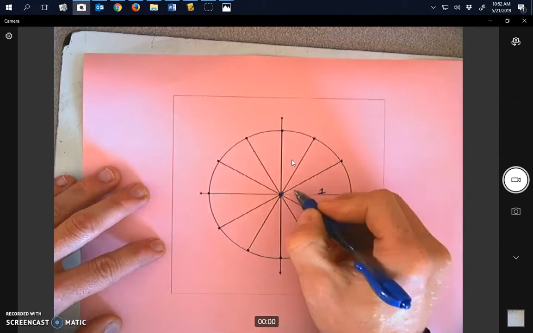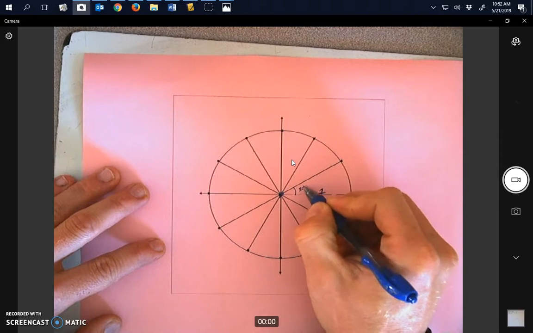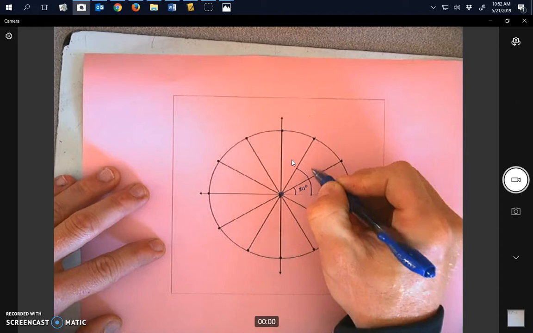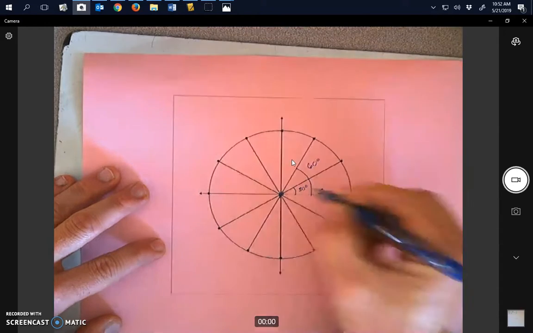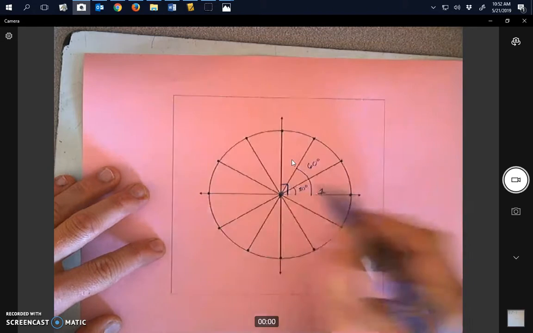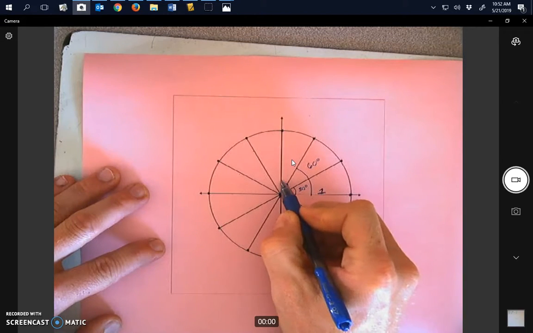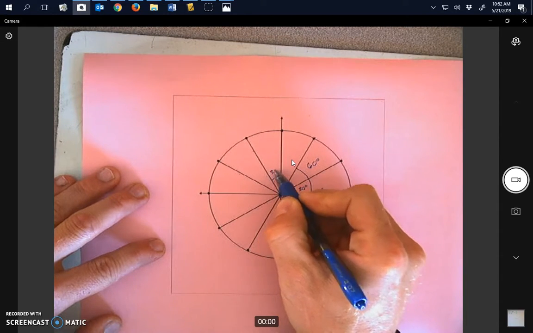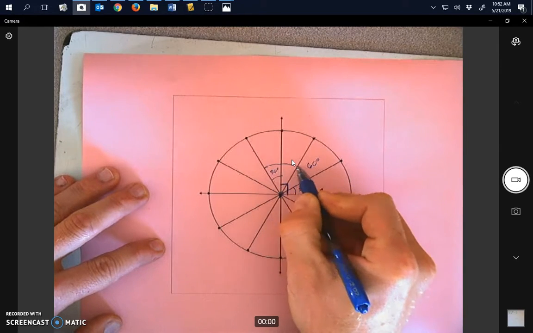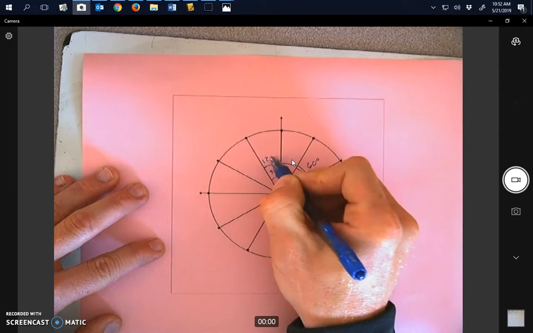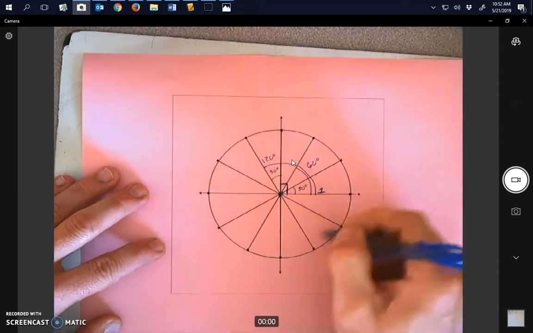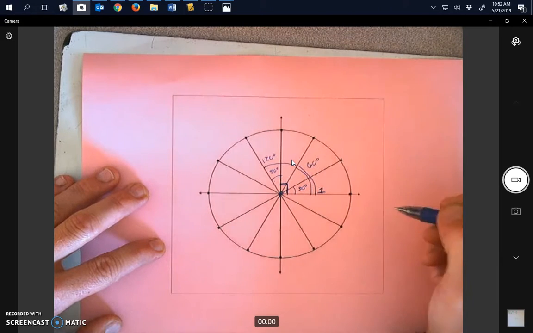And then we also have different degree measures. This one is 30 degrees. And then this one will be 60 degrees. And then we know what this is. That's a right angle, right inside of there. And if we kept going, we know that from here to here would also be 30 degrees. Well, 30 plus 90 is 120 degrees. And if we go all the way around, we already talked about that, that's 360 degrees.